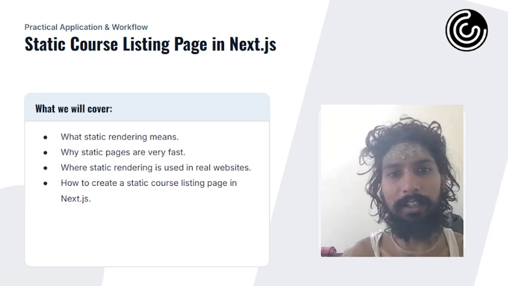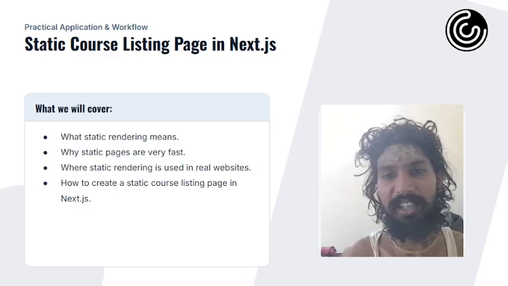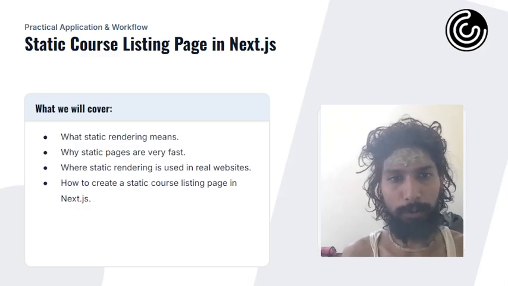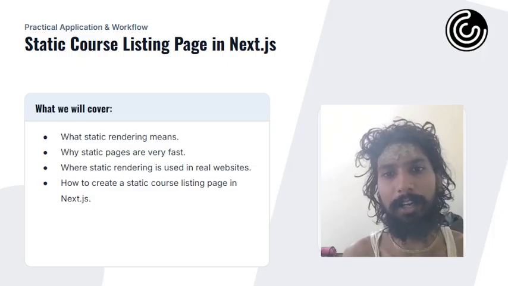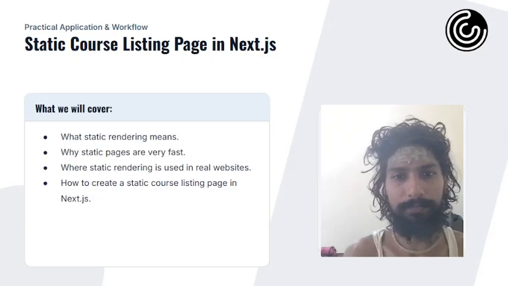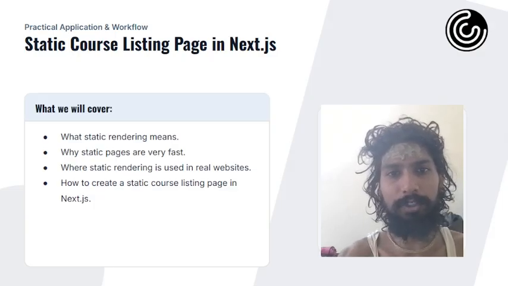Today we will create a simple course listing page in Next.js and understand why pages like landing pages, blogs, documentation pages, and course listing pages are often rendered statically. There are mainly two simple ways to think about rendering. First is static rendering.